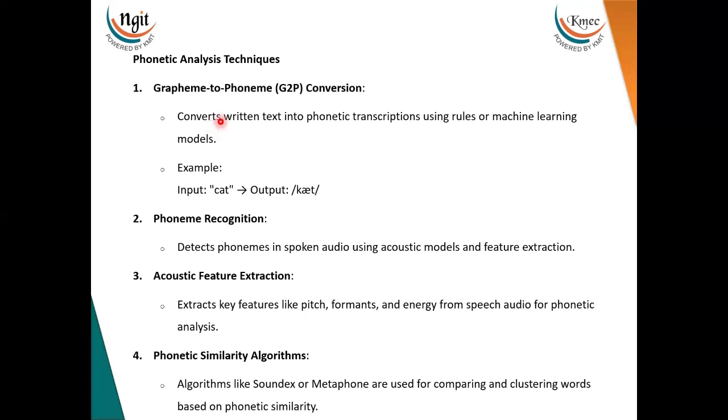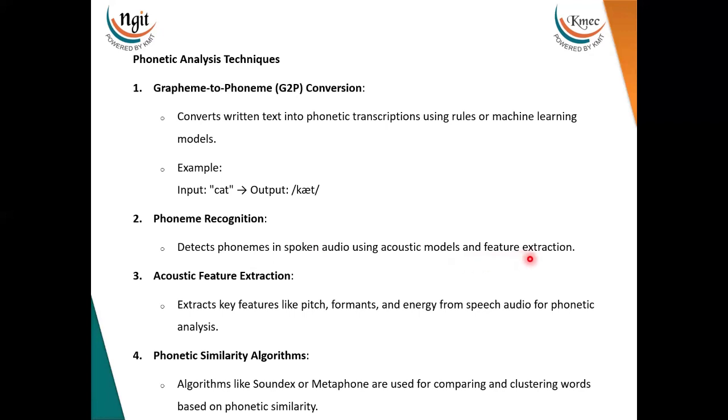Okay, so let us see this G2P conversion now. Grapheme to phoneme conversion converts written text into phonetic transcriptions using rules or machine learning models. For example, you can see cat is given as input, and now you can see the output. Next is phoneme recognition. Phoneme recognition detects phonemes in spoken audio using acoustic models and feature extraction.